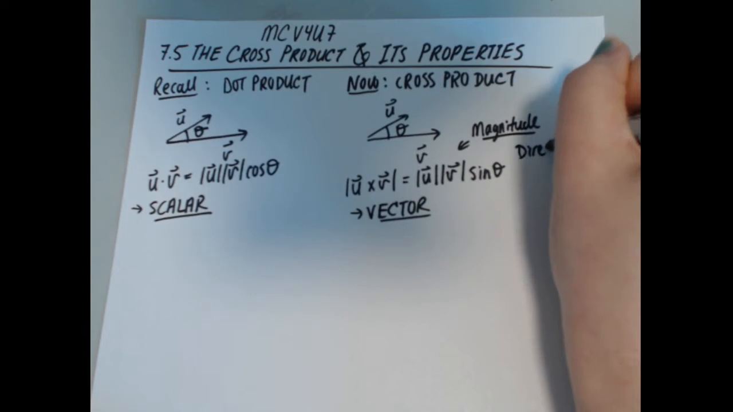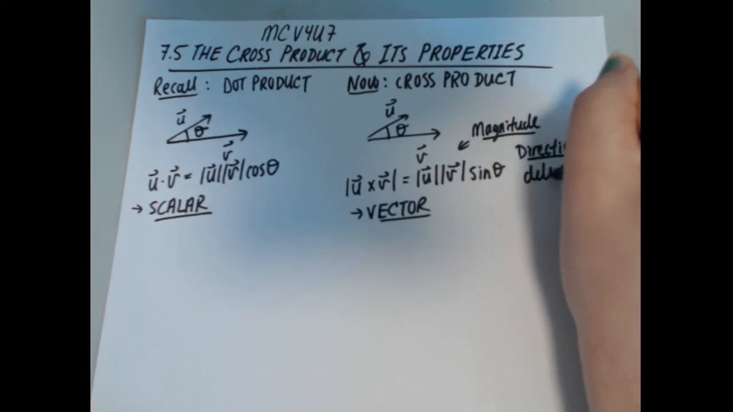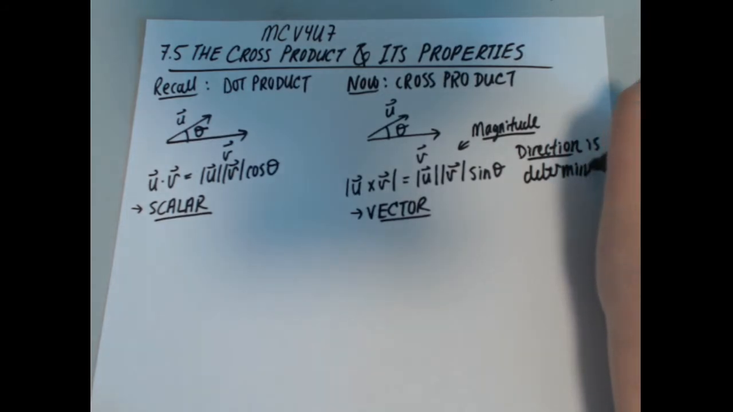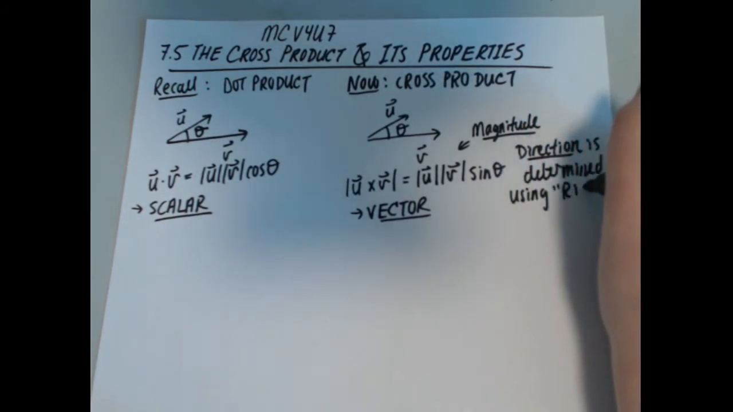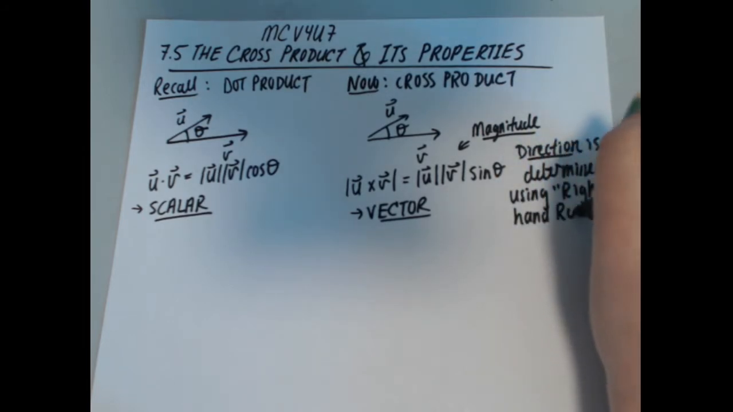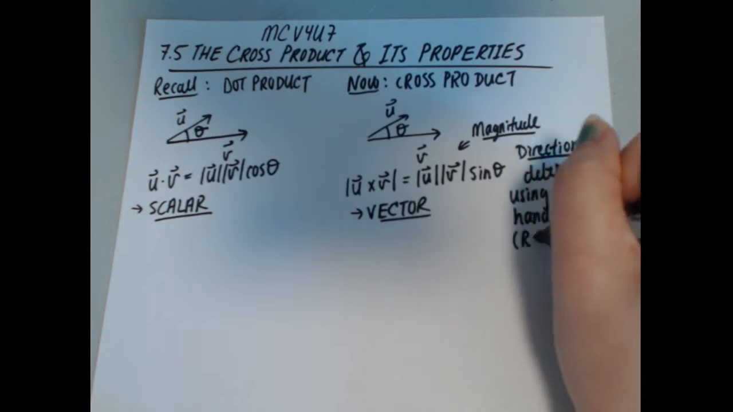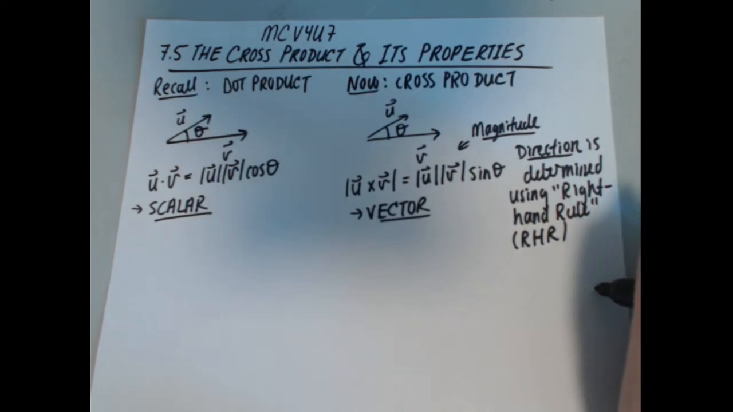So the direction is determined using the right-hand rule, which is often abbreviated as RHR. Those of you that studied physics have done this to death, and now we are going to be doing it again. So just bear with me as I attempt to draw a right hand.